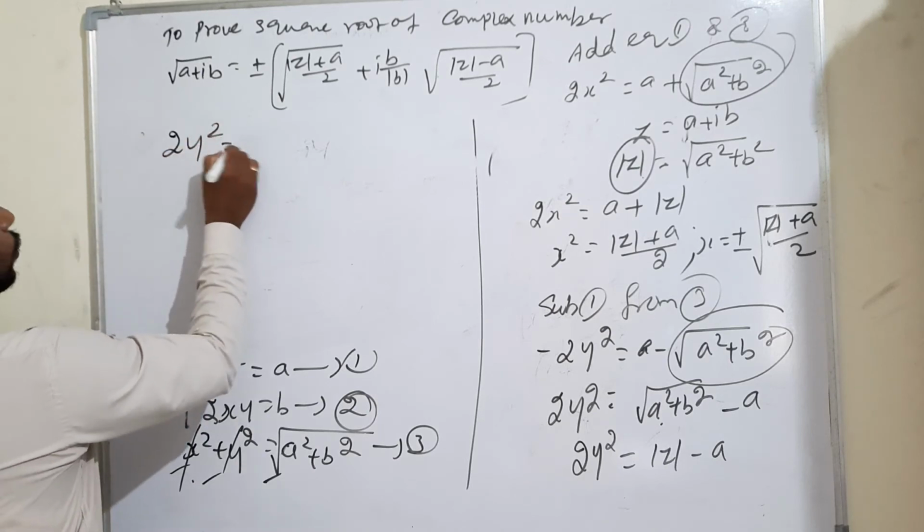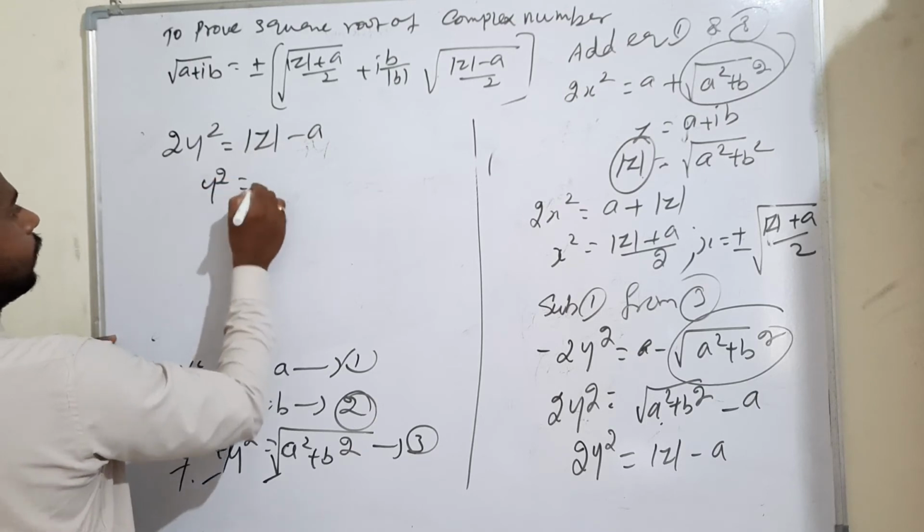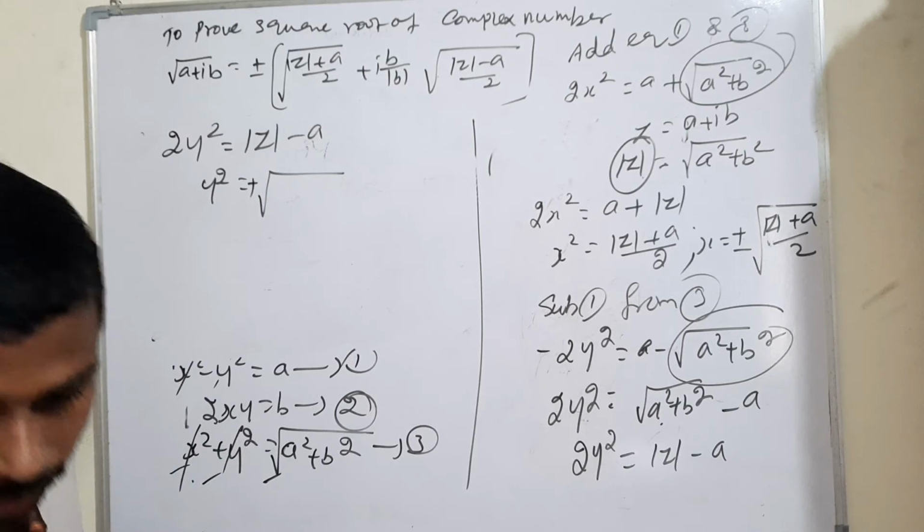The last line: 2y square is equal to modulus of z minus a. Therefore y square is equal to the square root of, so first division by 2 will come, isn't it?